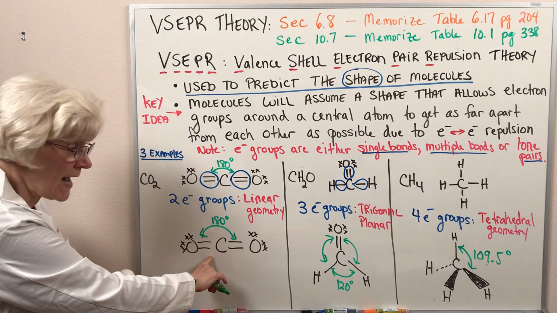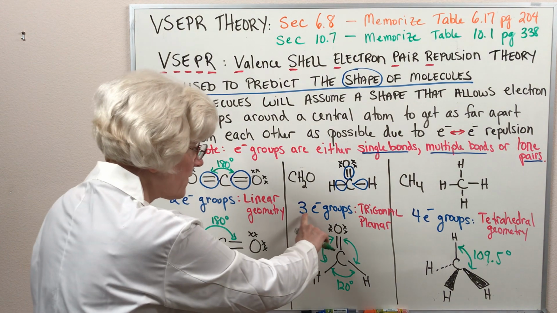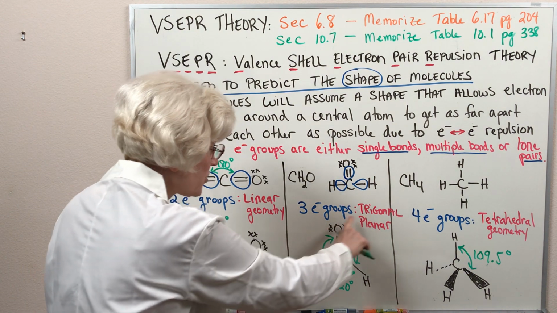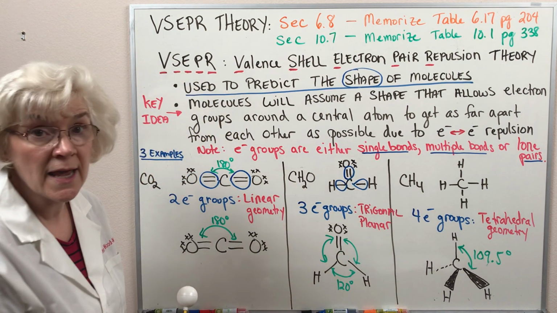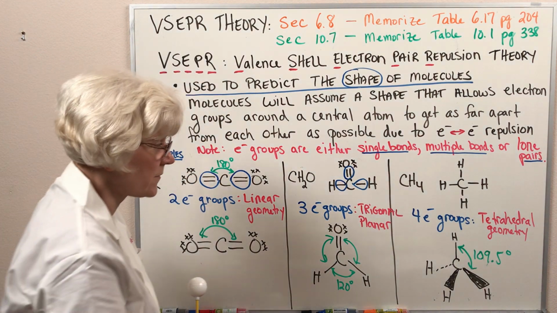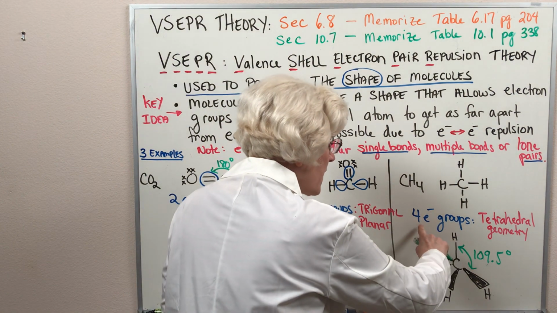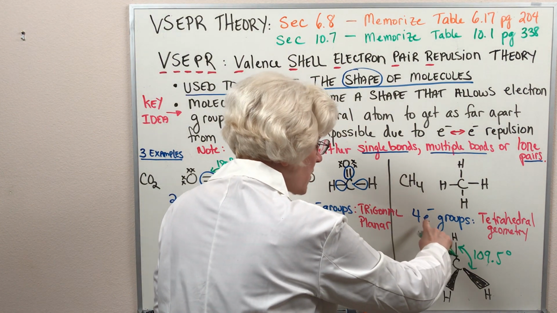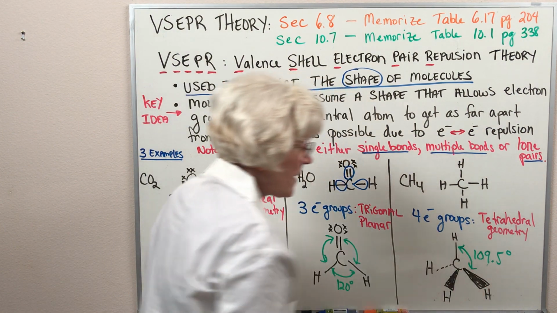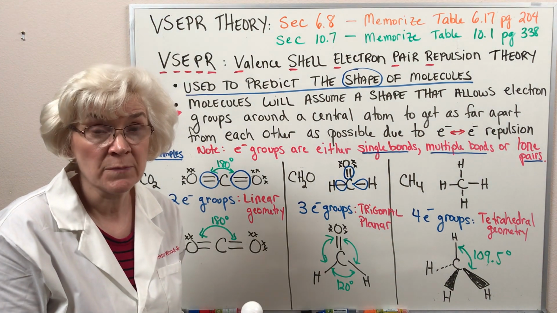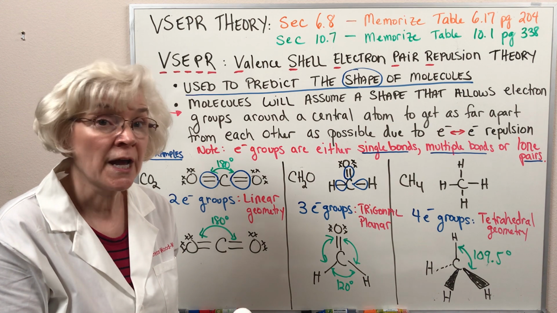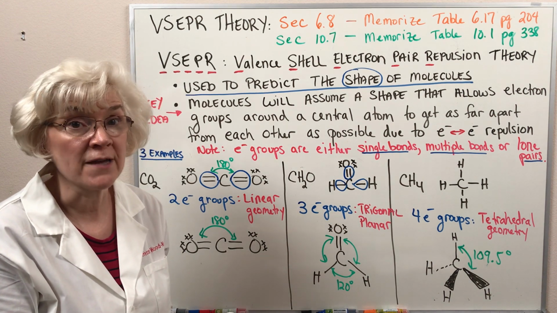And you are responsible for knowing that if it's a linear geometry of electron groups, the bond angle is 180 degrees. That if the electron groups are trigonal planar, because there are 3 of them, the bond angles are 120 degrees. And if the electron groups are present in a set of 4, the bond angle that maximizes their distance apart from each other is 109.5 degrees.